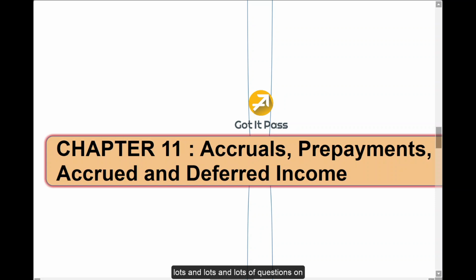Will there be lots and lots and lots of questions on these two areas? No, there won't be. And, you know, if you don't believe me, check exams. Look how many questions are relevant to this chapter. You'll see certainly more on accruals and prepayments than you will on accrued and deferred income for sure. Okay, so we're making progress step by step, little by little. Please do keep working hard, and good luck with your studies.